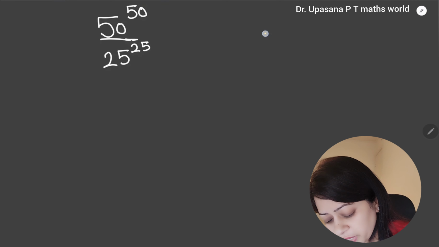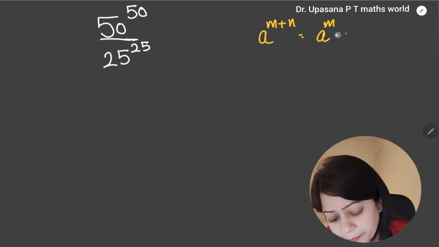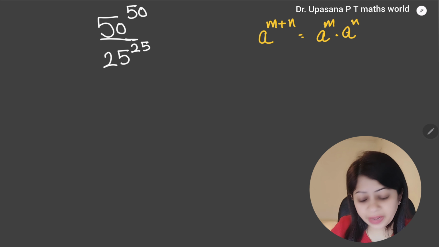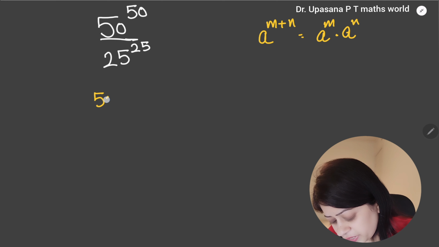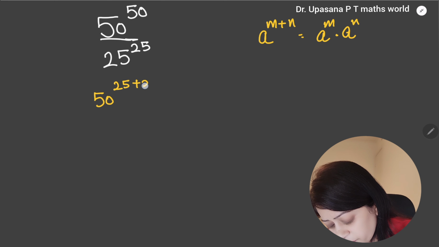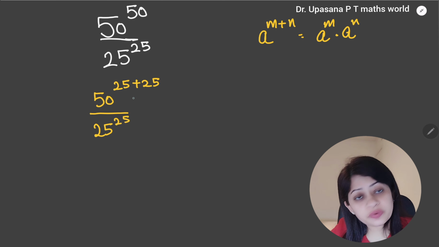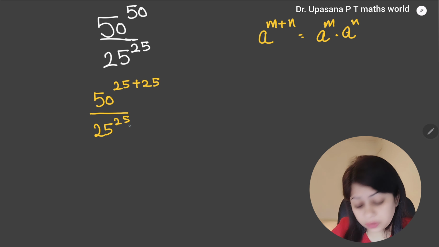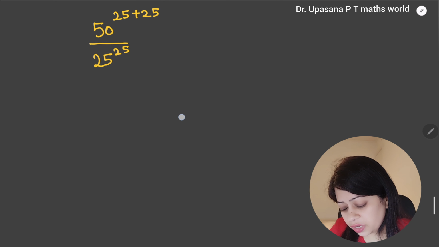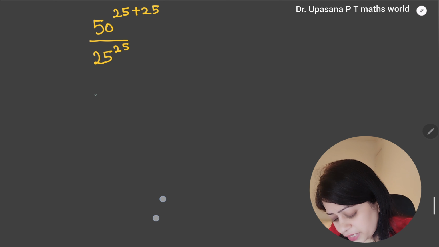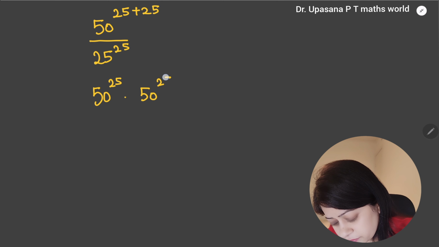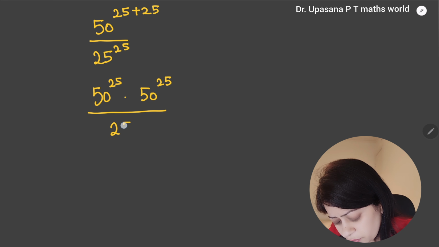Okay, I will tell you a rule here: a raised to power m plus n can be written as a raised to power m times a raised to power n, right? So here we have 50 raised to power 50. Can I write it as 25 plus 25 instead of 50? Yes. So this will become 50 raised to power 25 plus 25, divided by 25 raised to power 25, right? Now a raised to power m plus n can be written as a raised to power m times a raised to power n.